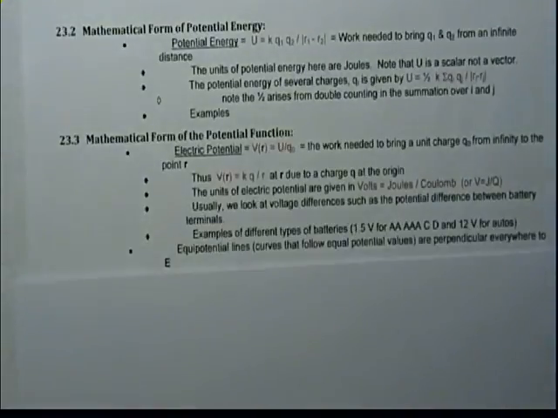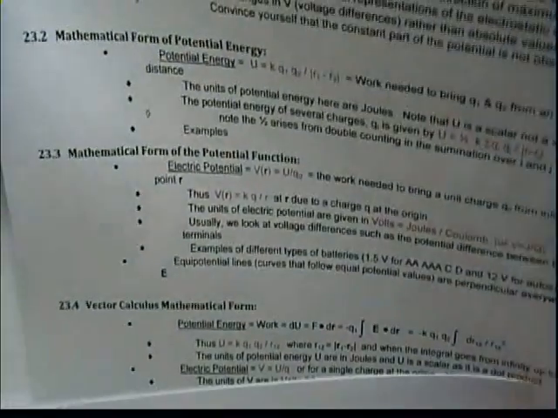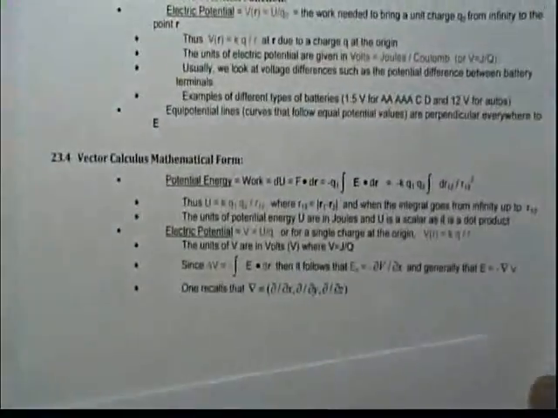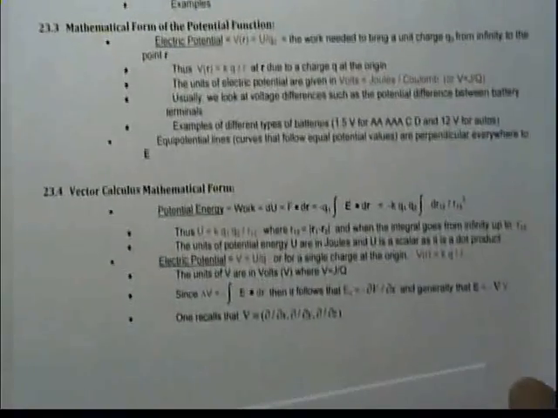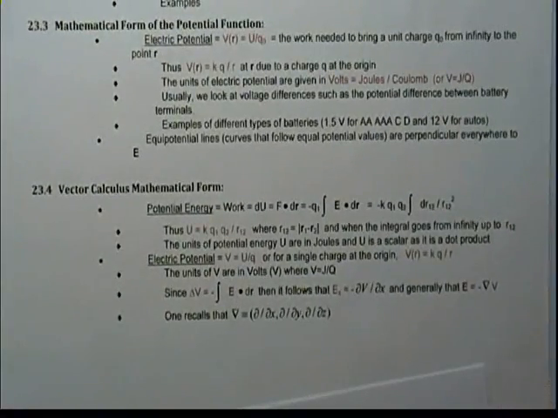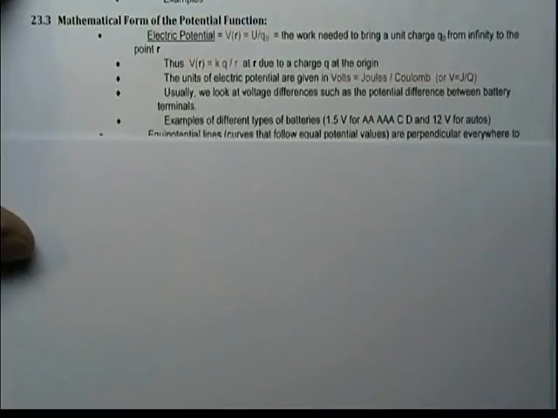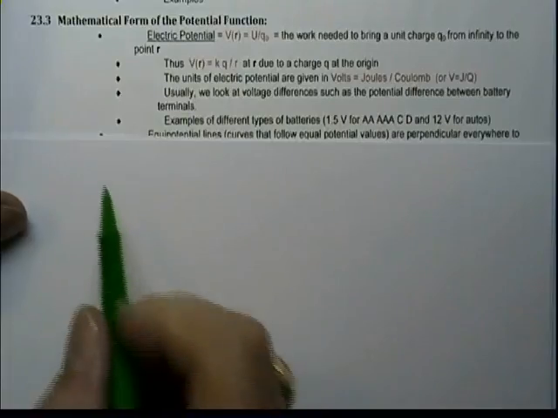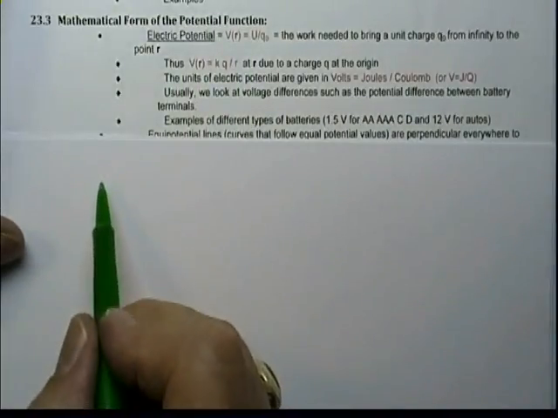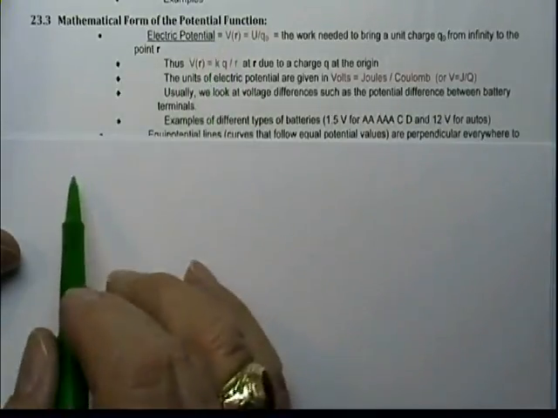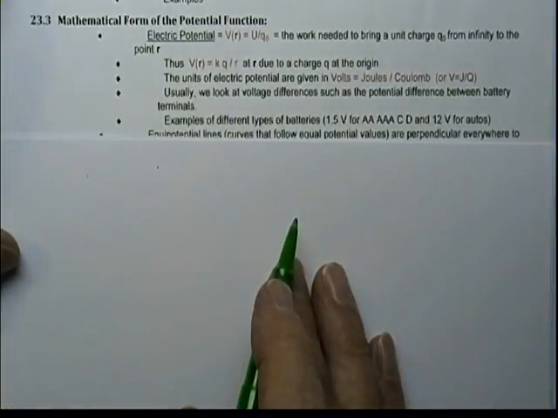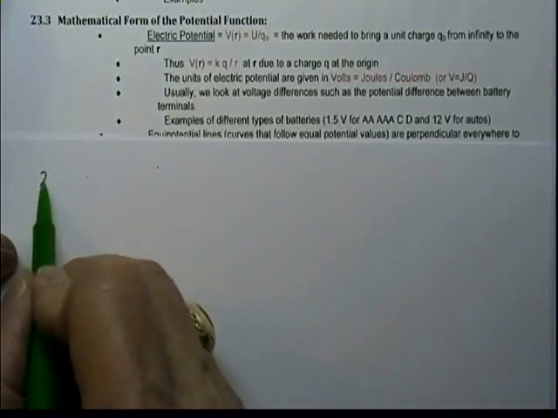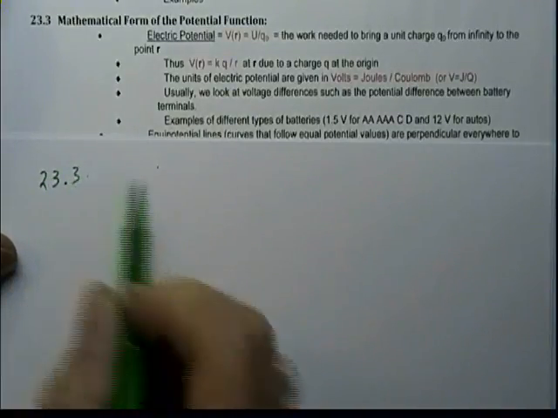Okay, in this next section, we're going to look at the mathematical form of the potential function. Just like in that last one, we looked at the mathematical form of the potential energy. We're now going to look at the potential, not the potential energy, but the potential, and they're different. Remember that the potential energy only exists in the last section between two charges, but the potential exists everywhere in space. And it's really a very, very neat concept.